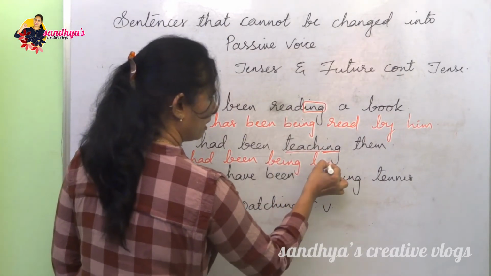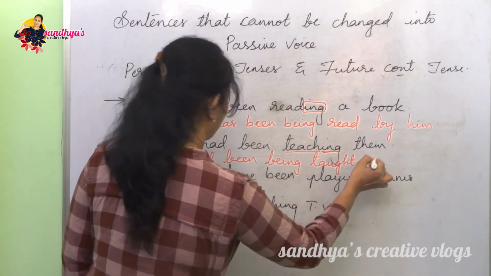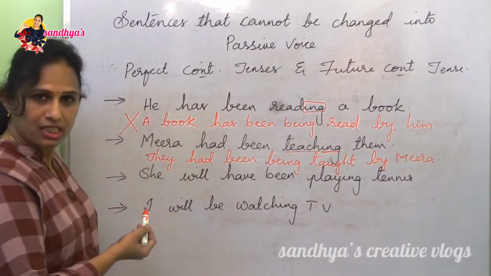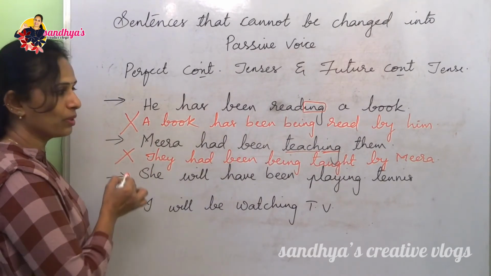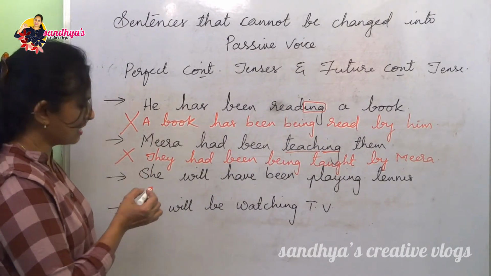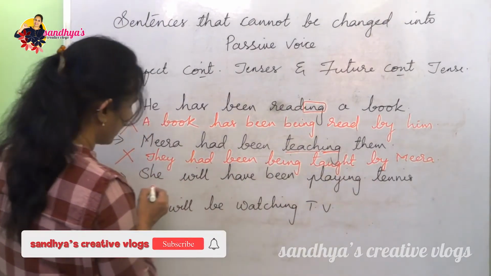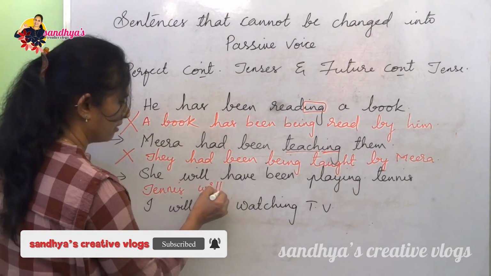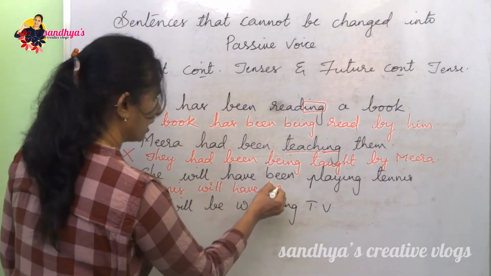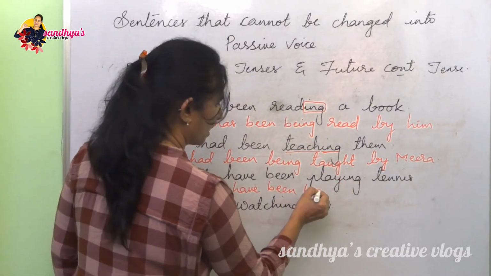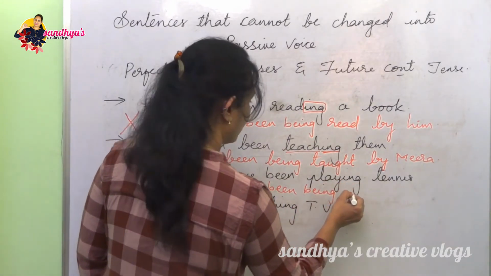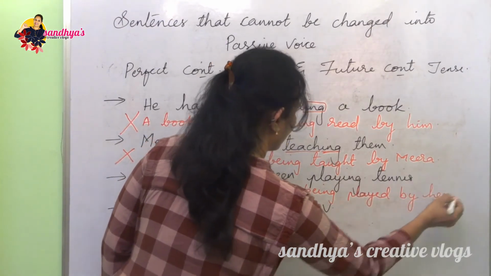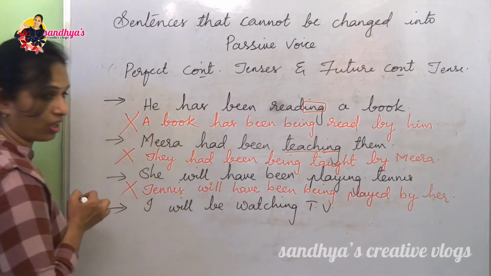Teach, third form will be taught by Meera. So, even this sentence is absolutely wrong, which is a meaningless sentence. And she will have been playing tennis. Tennis will have been, for the ing form we will keep being, played by, she will be changed to her, where even this is wrong.